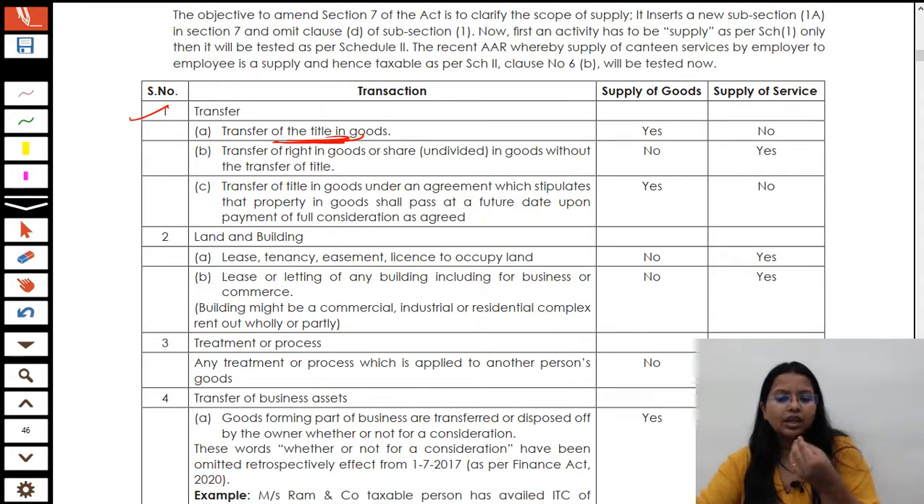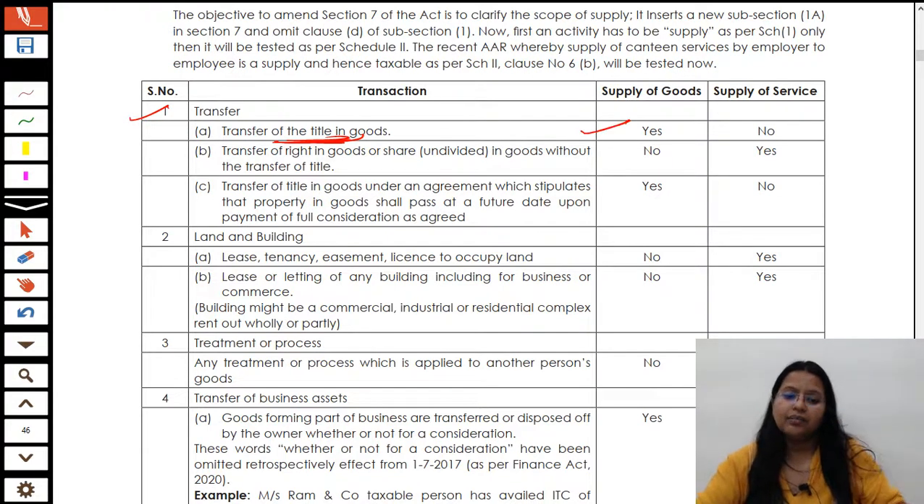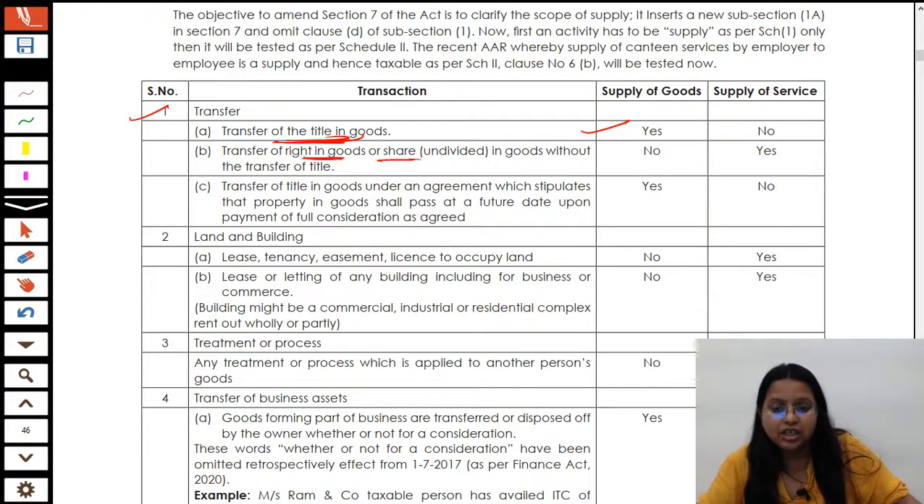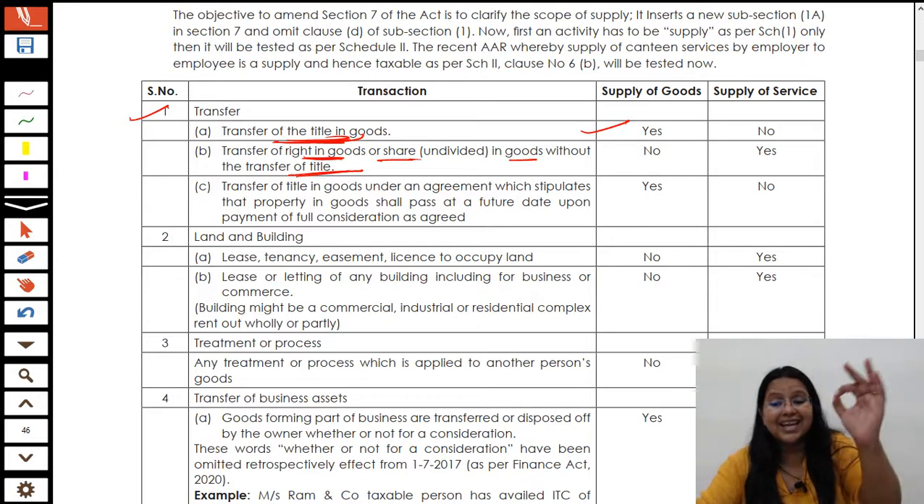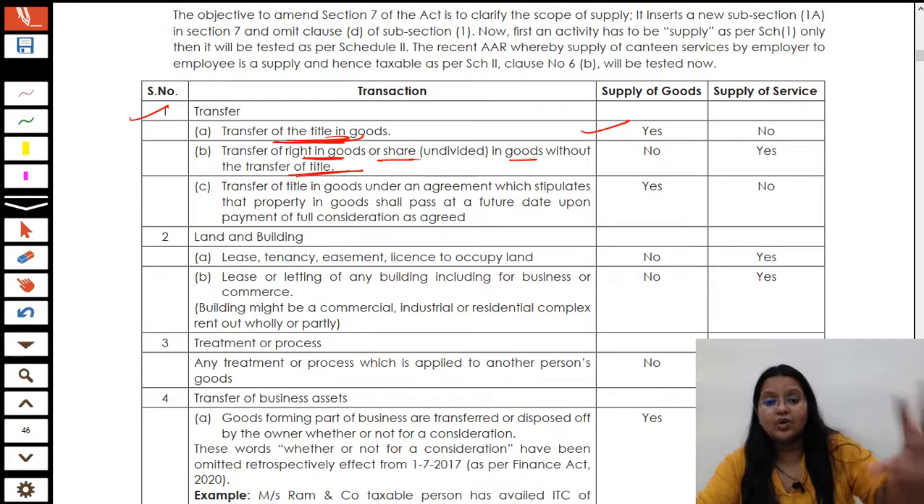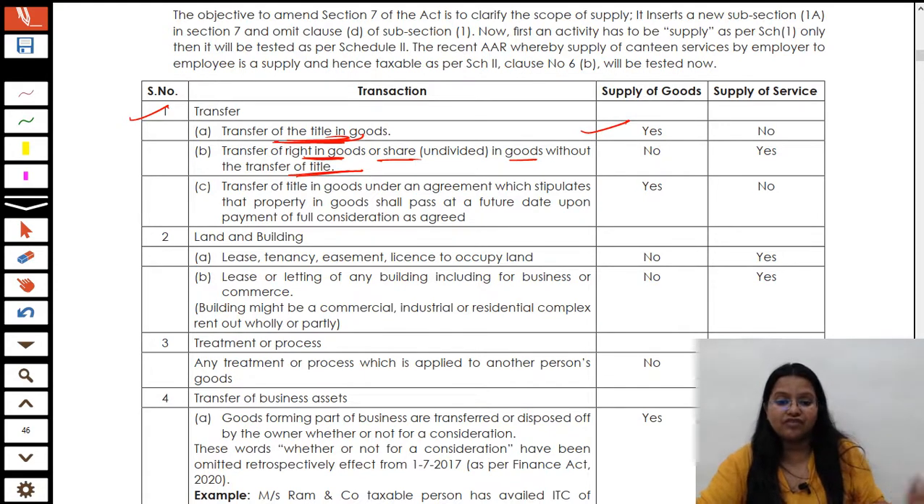Okay, so even if it has not been implied, we will think about it. So it is supply of goods. Transfer of right in goods, or a share undivided in goods, without transfer of title, so without any second thought, it is just supply of service.